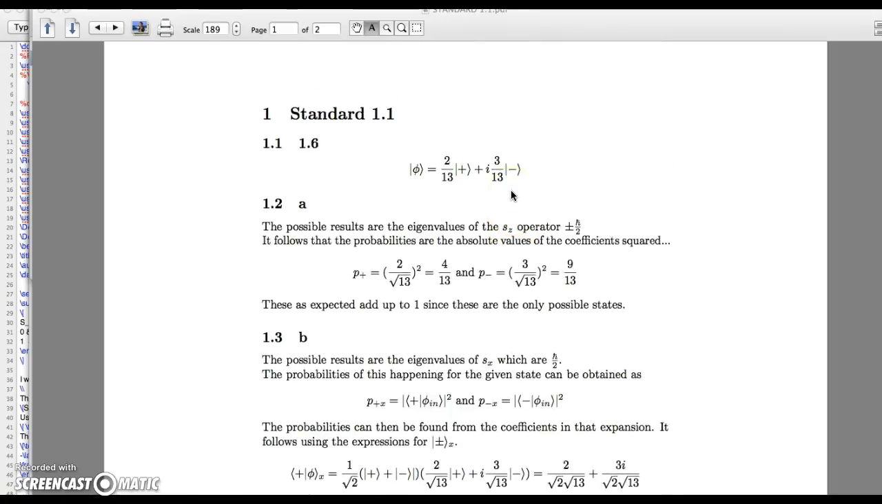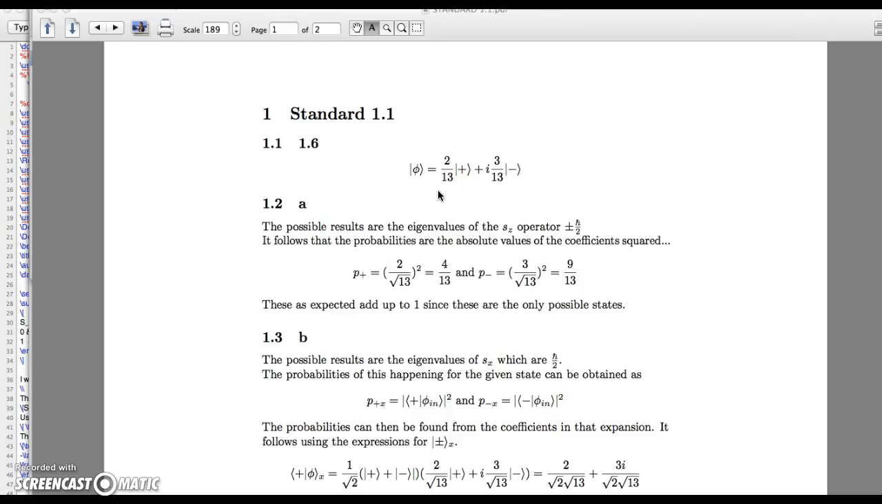For my standard 1.1, I chose to do question 1.6 from our textbook. It tells us that there is a beam of spin 1/2 particles that are prepared in this state. Part A asks us, what are the possible results of a measurement of the spin component S sub z and with what probabilities would this occur?